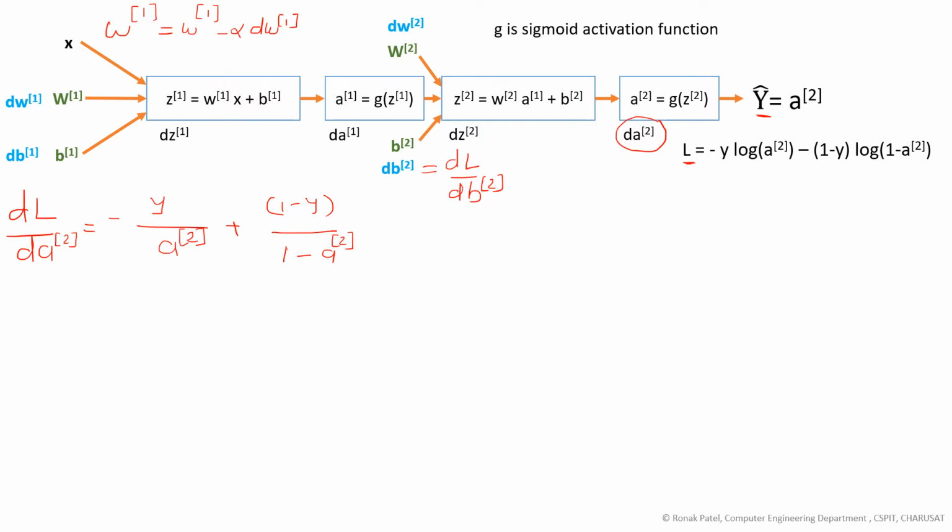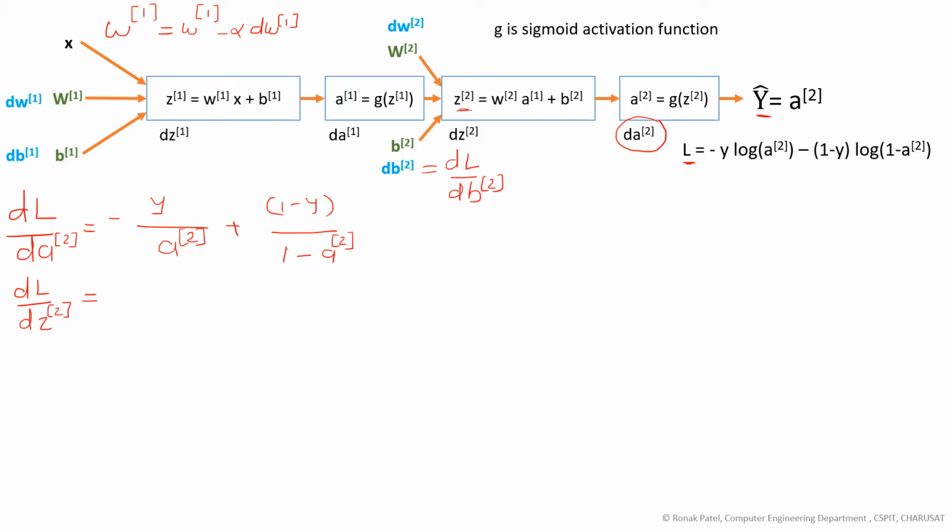Okay. Now after this, how do we calculate A2 based on your Z2? What is the impact of this Z2 on the loss? That we'll calculate, because ultimately we want to find dW2 and dB2, and for that we need to find this Z2, right? Let's see. dL upon dZ2, which for simplicity we write as dZ2.